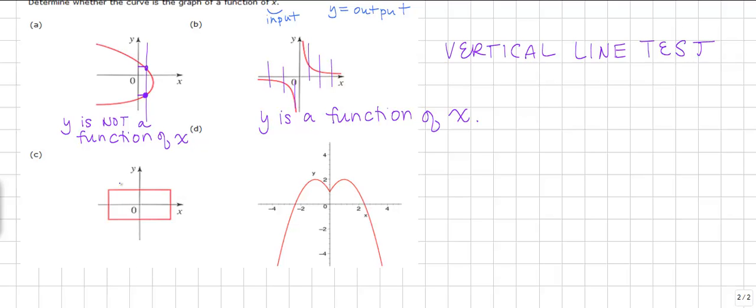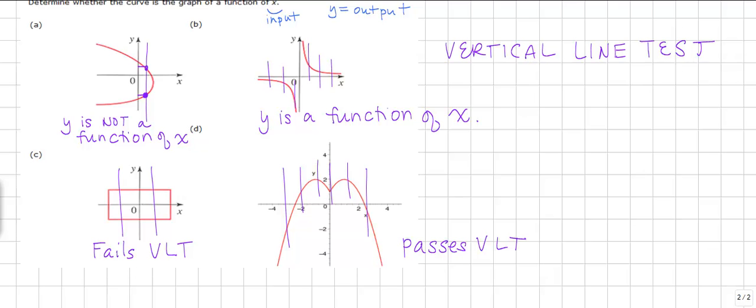And in a similar manner, graph C, which looks like a rectangular box, fails the vertical line test, which I'll abbreviate as VLT. Graph D passes the vertical line test. So again, if your graph fails the vertical line test, it's not the graph of a function. If it passes the vertical line test, it is the graph of a function.